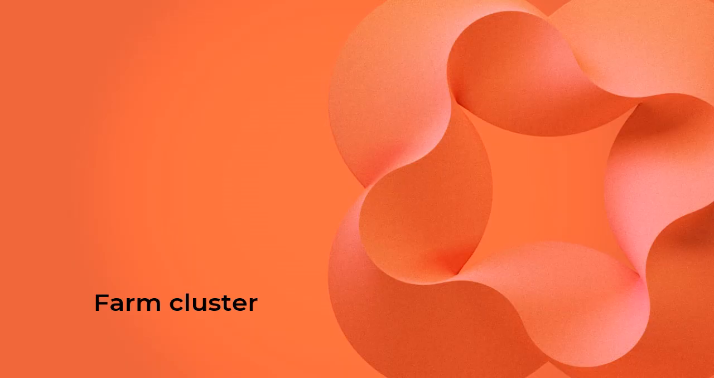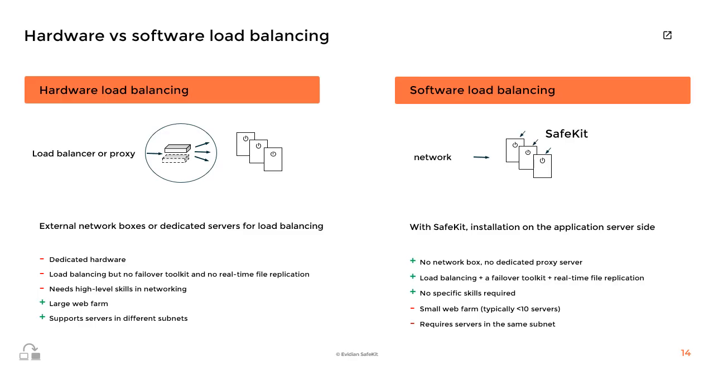Let's now consider the competition for the SafeKit Farm cluster with network load balancing and automatic failover. Hardware load balancers are commonly used to distribute network or application traffic across multiple servers. They ensure that no single server becomes overwhelmed with too many requests, thereby improving the overall performance and reliability of the system. However, the cost of hardware load balancers can be high, and they require advanced network skills to be configured. Now, let's talk about the SafeKit Farm cluster and its network load balancing features.